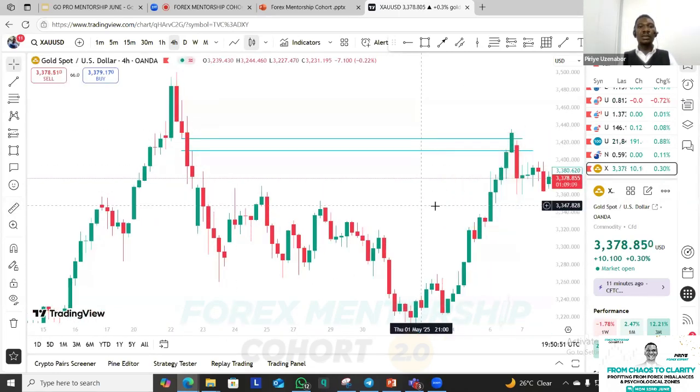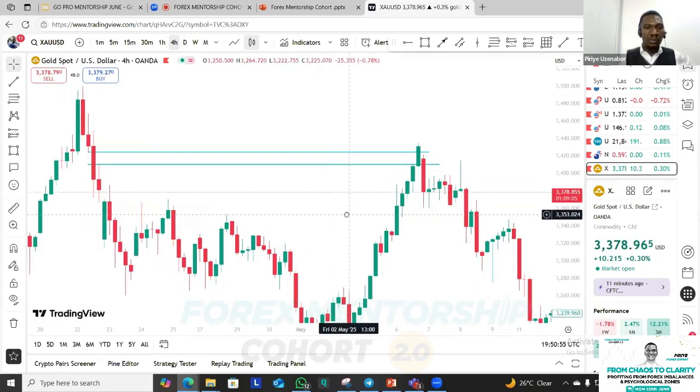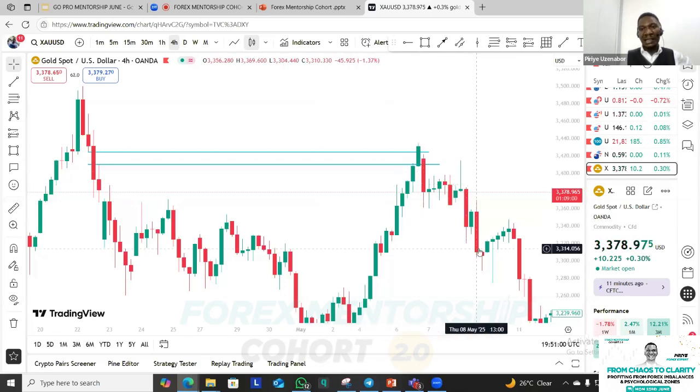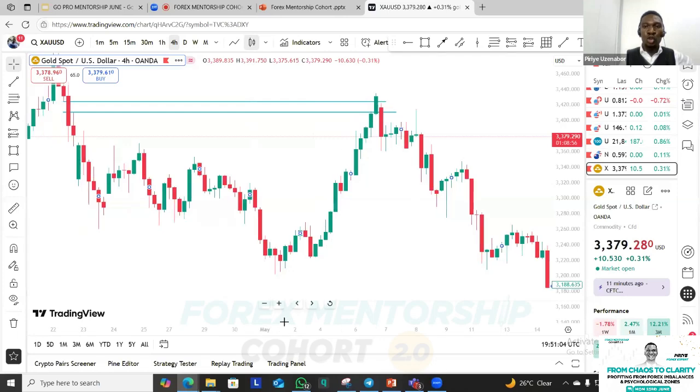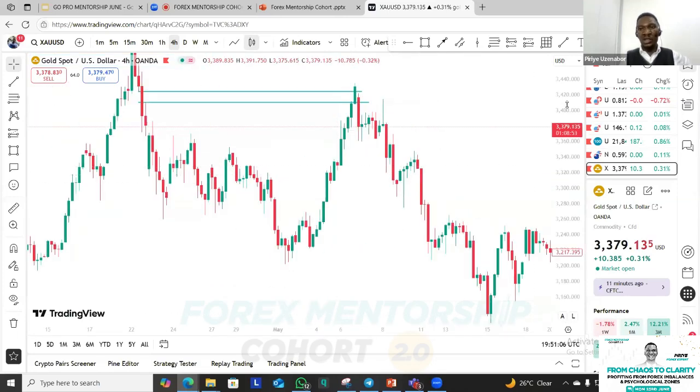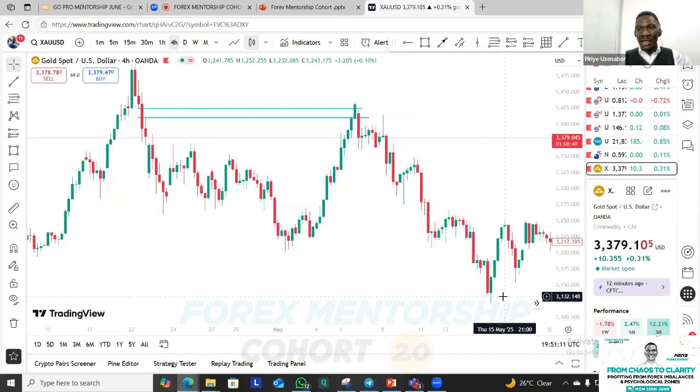can you see it? This gap right here, what happened? Price came back, filled that gap, and then started crashing to the downside. This trade, from here to here, can put at least $200 in your hands at 0.01.